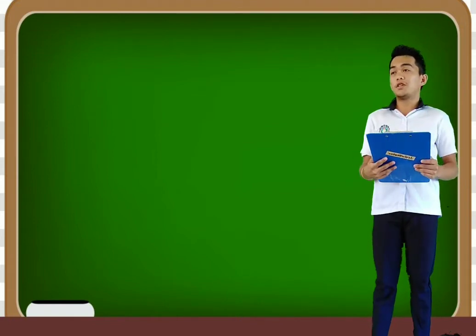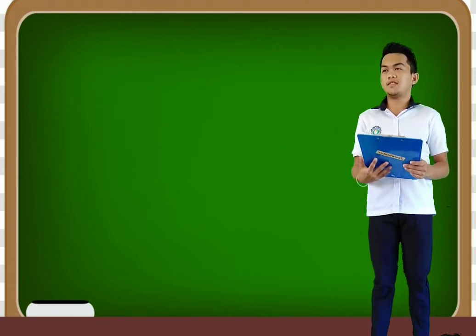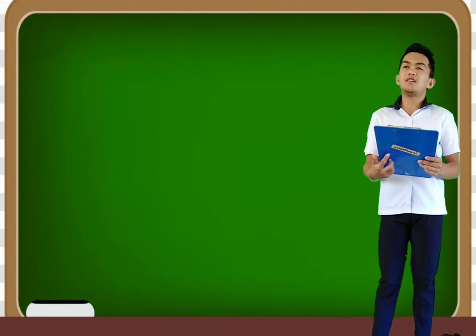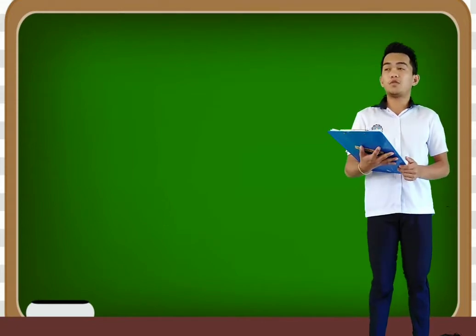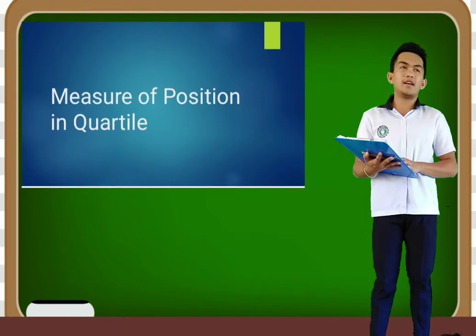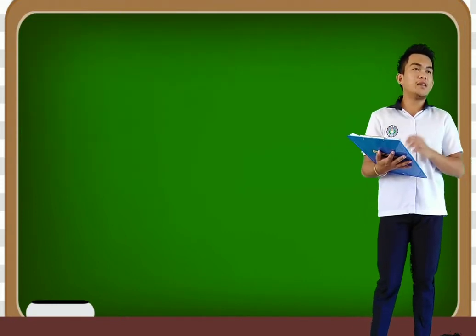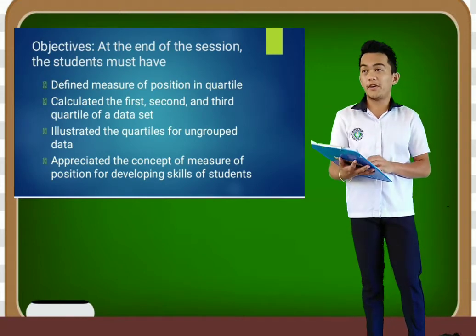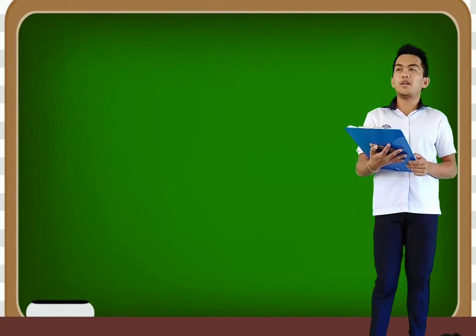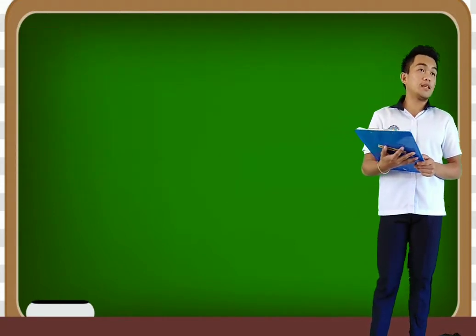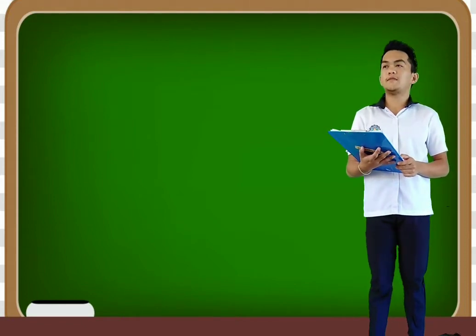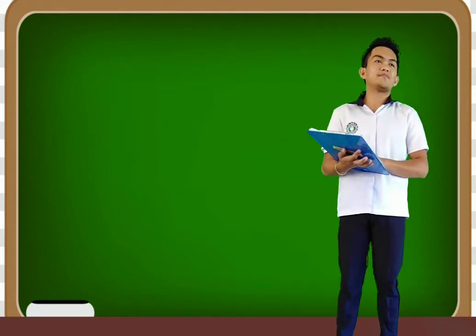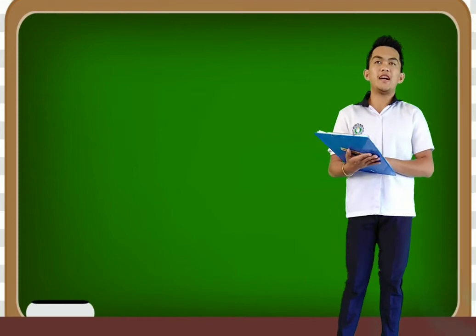So, what did you observe in our activity, Miss Suzanne? Very good. So, our lesson for today is about measure of position in quartile. So, kindly read our objective, Mr. Einstein. Thank you very much. Can anyone here define what is measure of position? Yes, Miss Scarlett. Thank you for your idea.